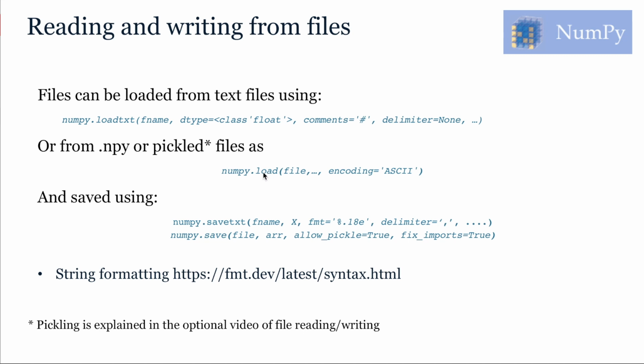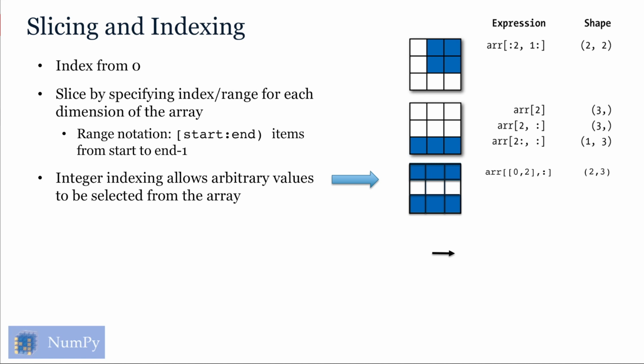It'll also read pickled files, where file pickling is explained in the optional video on file reading and writing. Slicing and indexing behave as for lists and strings. Indexing is from 0, and range is not inclusive of the last index in the range. This also applies to multi-dimensional arrays.